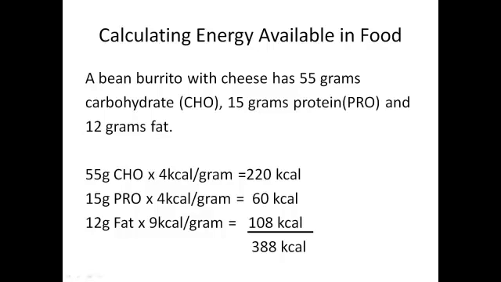And last, you have 12 grams from fat. Multiply that by 9 kilocalories per gram to get 108 calories from fat. You add these three numbers up, and the bean burrito has a grand total of 388 calories.